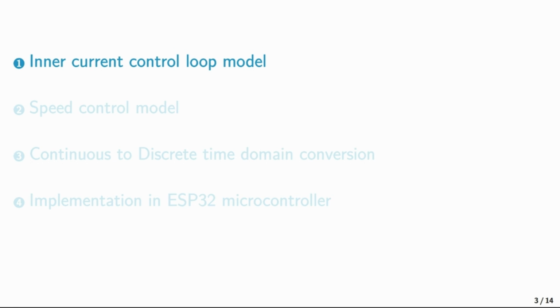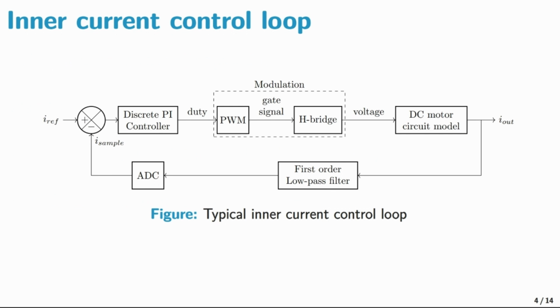Let's start with the inner current control loop. The typical structure of the inner current control loop is shown here. The input is the reference current, and the loop ensures that the actual current follows this reference precisely.